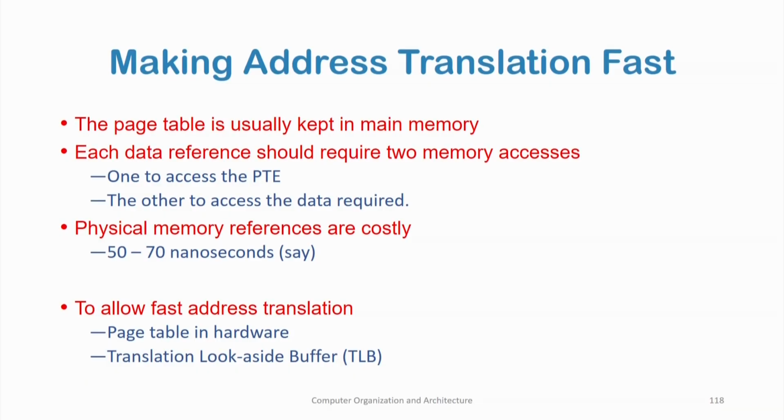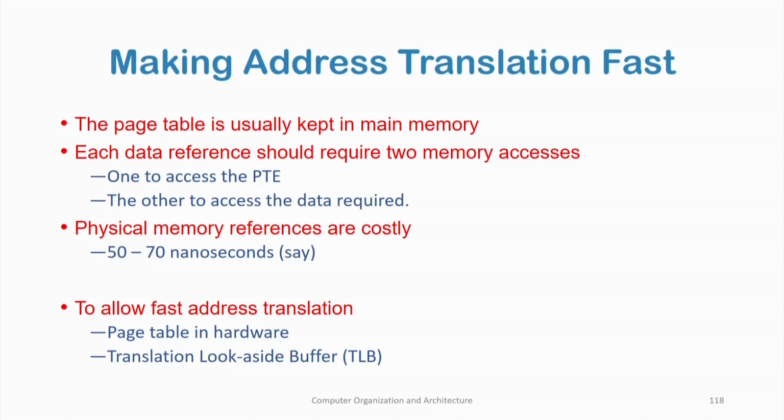What is the motivation? As we discussed, page tables are usually kept in main memory. Therefore, for each data reference, we will typically require 2 memory accesses if we do not take any measure. One access will be to access the page table entry itself, and then when we access the page table entry, we get the main memory page number, and we generate the physical address subsequent to that, and then the second memory reference will be to access the actual data that we require from main memory.